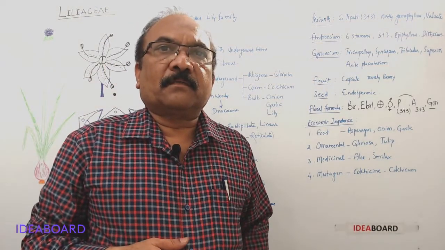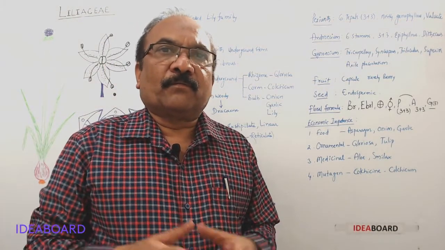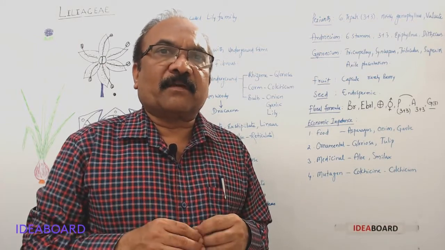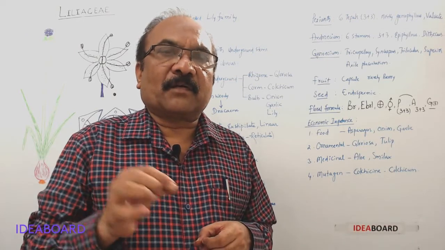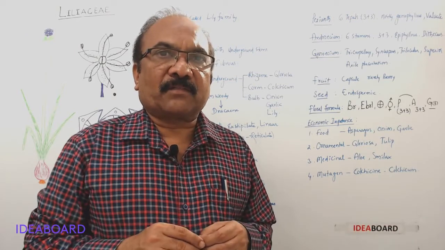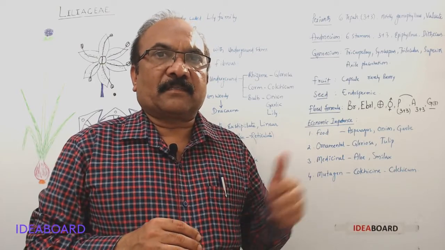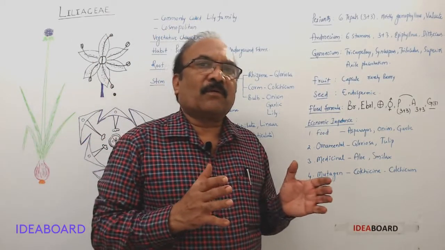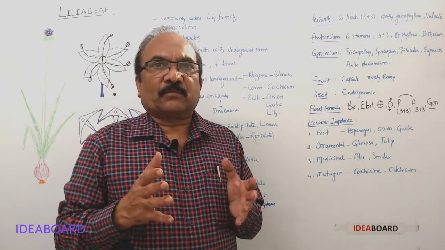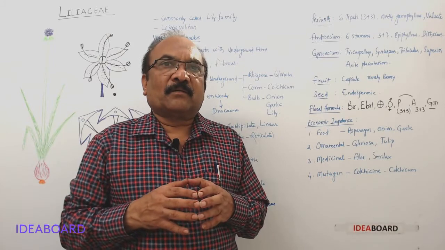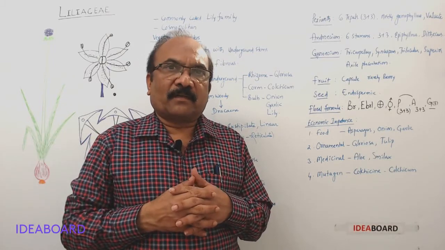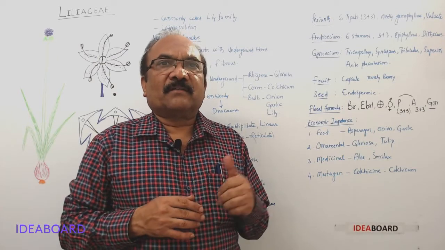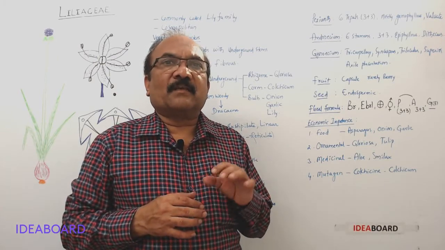Hello students. In this video we are going to discuss the third and last family in this chapter, morphology of flowering plants, that is Liliaceae. This family is a monocot family. So remember that the two families which we have already discussed, Fabaceae and Solanaceae, are dicot families, whereas this Liliaceae is a monocot family.